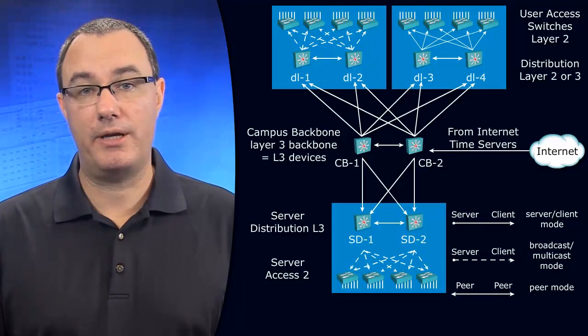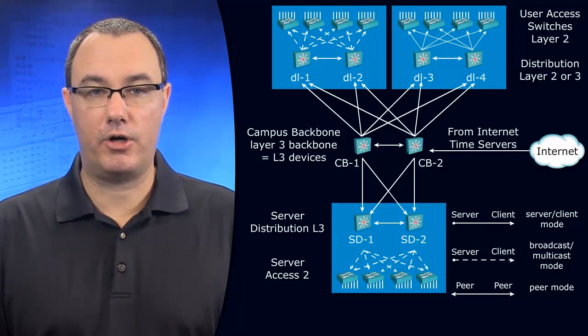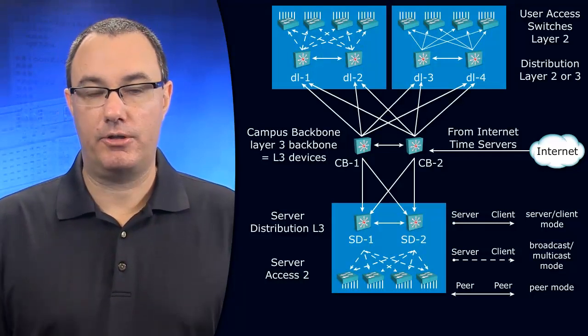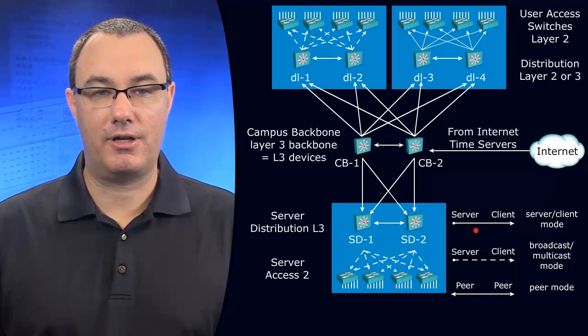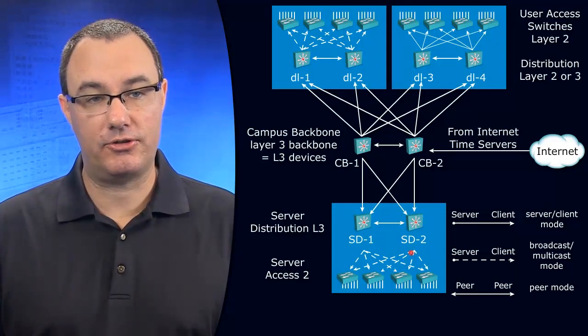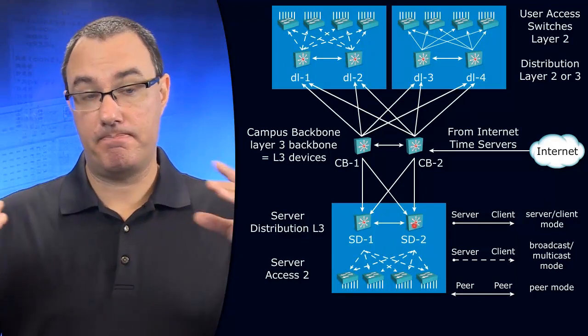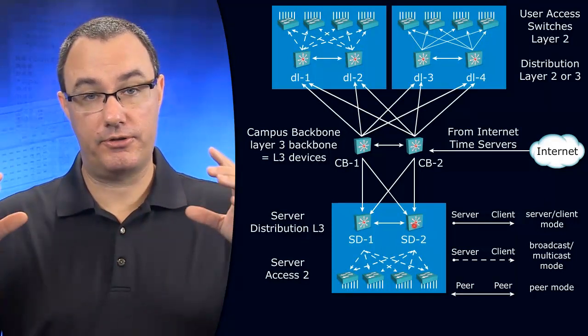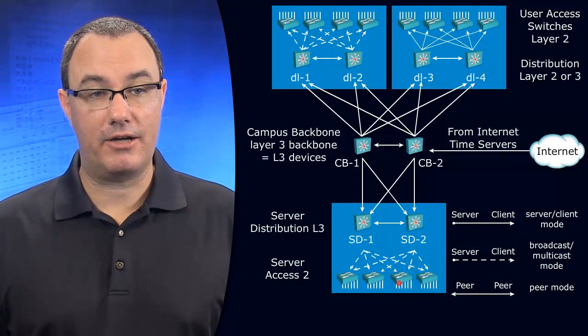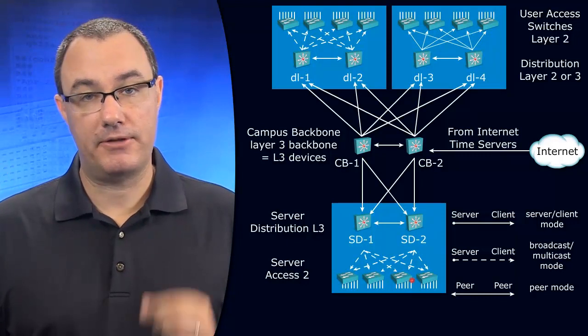And there are some good white papers if you really want to get involved. But, you know, the core structure relying on client and server and peers at certain layers, so that maybe the distribution layer serves as a peer, access layers serve as peers, that's a great way to go.